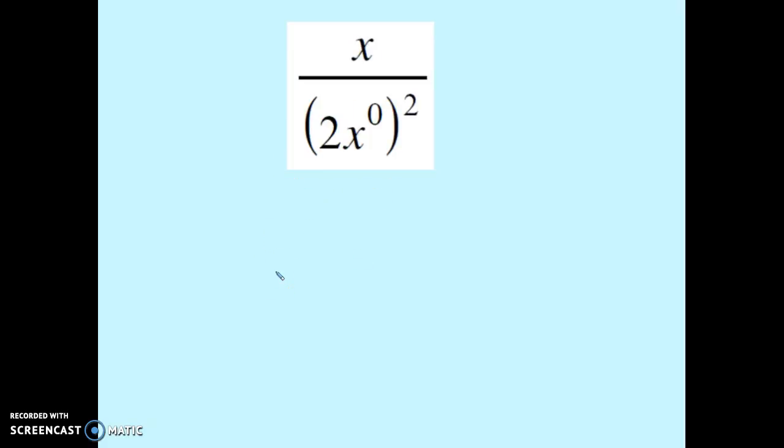For our second example, I have x over the quantity 2x to the 0 power squared. Anytime you have x to the 0 power, that becomes 1, so it kind of just goes away. Only x is raised to the 0 power, so x is the only thing that I can get rid of. So now I can rewrite this as x over 2 squared, which becomes x over 4.